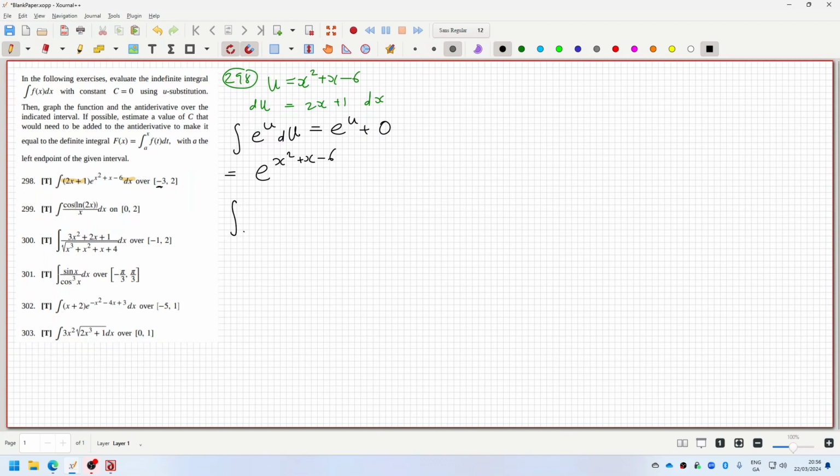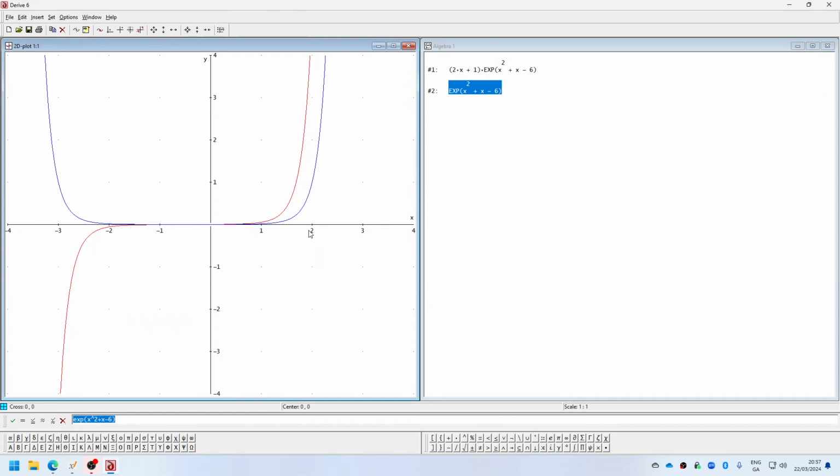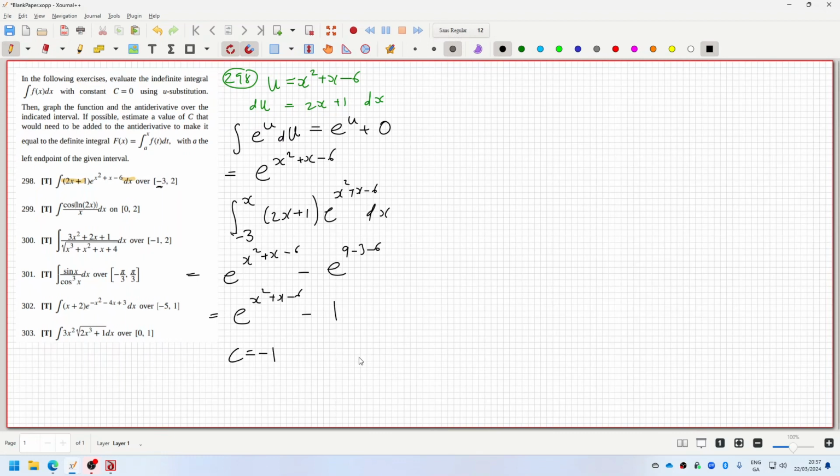So like integration from minus 3 to 2 of the function. That's going to equal, or not, sorry, x. That's going to equal e^(x squared plus x minus 6) minus e^(minus 3 squared is 9, minus 3, minus 6). So that's going to equal e^(x squared plus x minus 6) minus e^0. So like 1. So c equals -1 then. But why -1? How would we get that from the graph? Just seems to make more sense to do it algebraically.